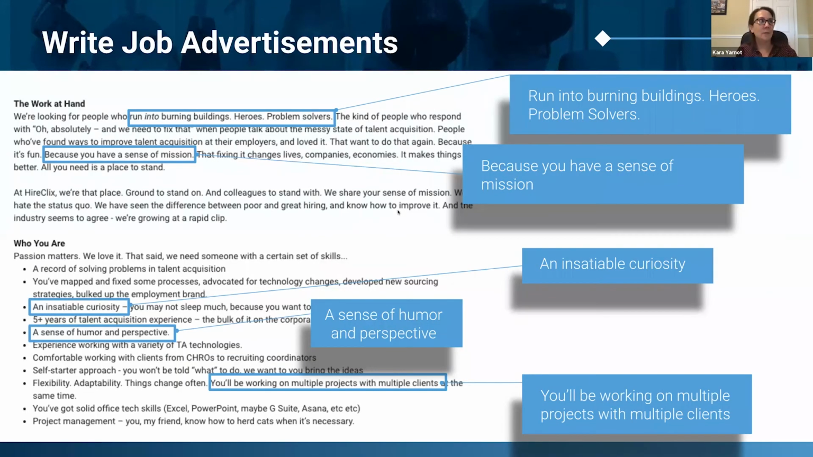Job advertisements. And this is the actual job advertisement for a consultant at HireClix. And you see we pull out some key phrases here that we think will appeal most to our persona. We have things about, you're very curious, you love to solve problems. You have a sense of humor. We like to have fun here at HireClix, and we like to work with clients who like to have fun. The multiple projects, multiple opportunities, different clients. You're not doing the same thing every day. Sense of mission and purpose, wanting to run into those burning buildings, as we call them in the job description.